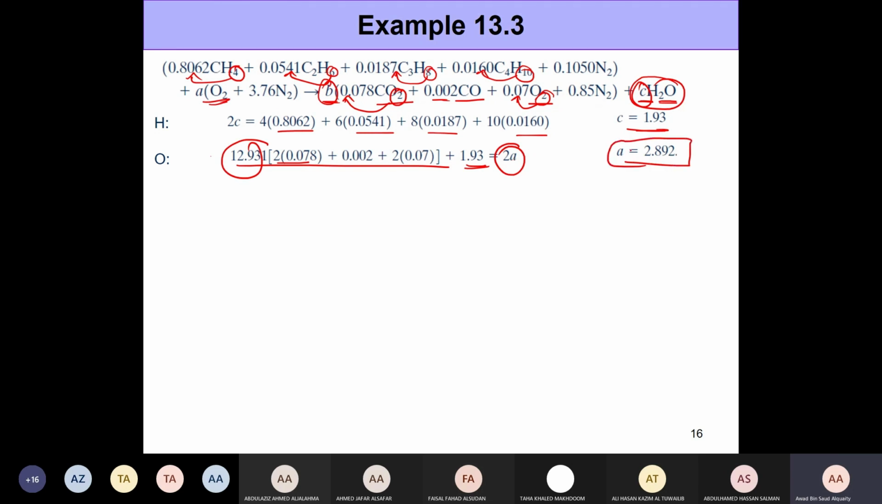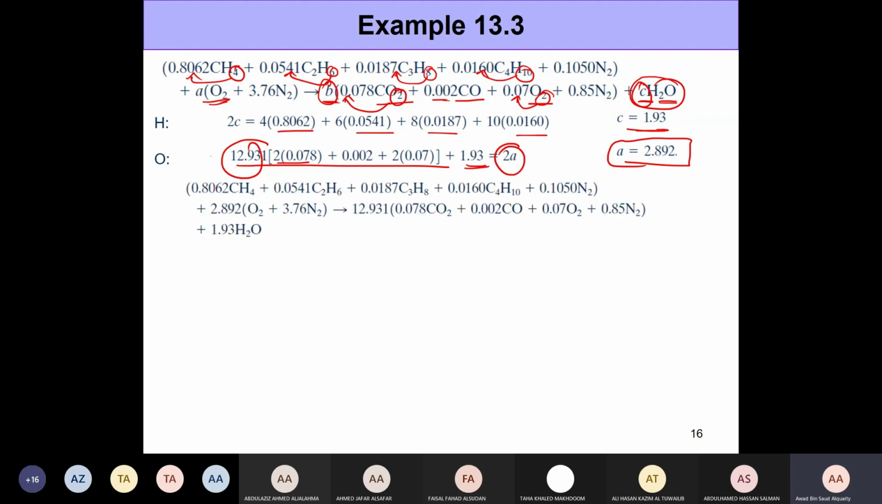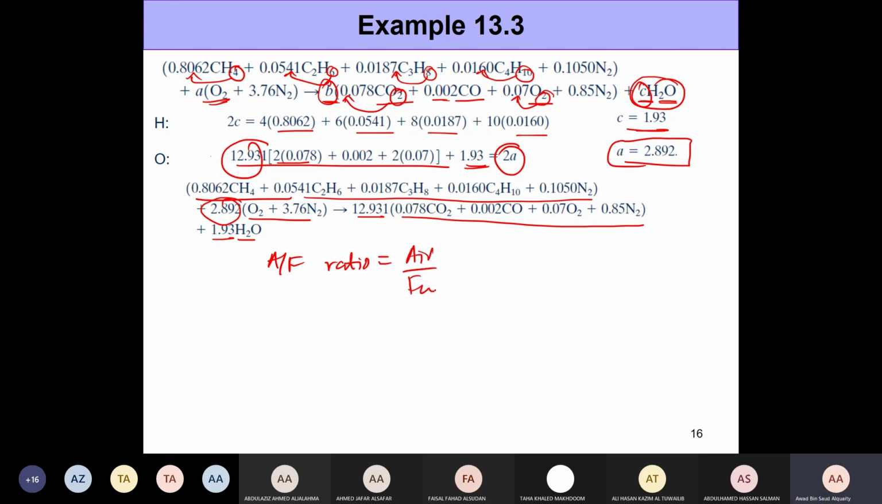So now it's just a matter of plugging the numbers there. Okay, so you plug in the numbers into this equation. This is the fuel plus A times air, and it's going to be equal to B times the dry products plus C times water. Okay, so this is what we are writing here. Now we just need to get the air fuel ratio. All right, air fuel ratio on a molar basis. So that's moles of air divided by moles of fuel.